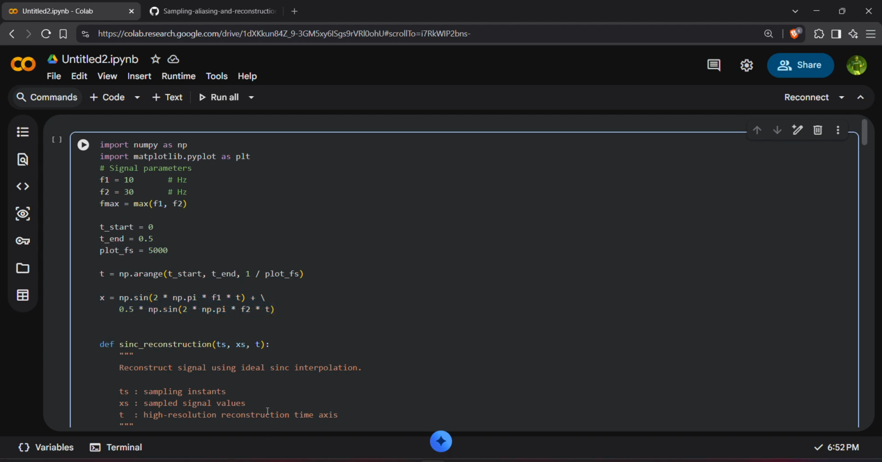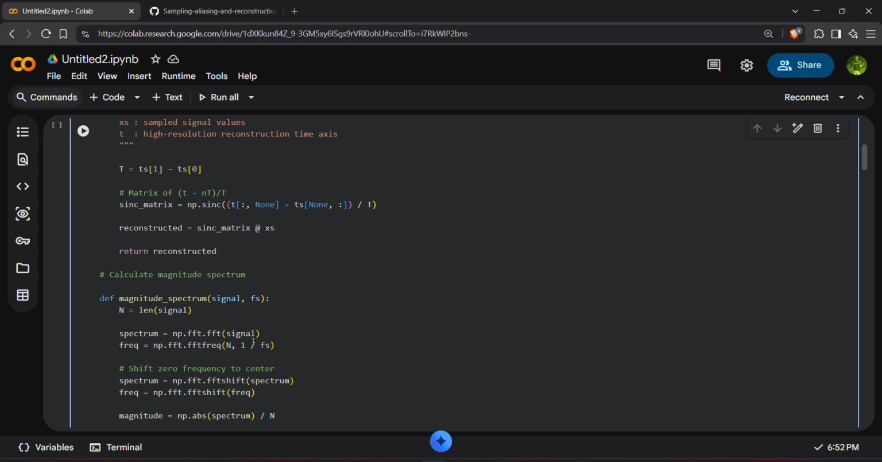I take three sampling frequencies, above the maximum, at the Nyquist, and below, where the first case uses 80 hertz, the second case uses 60 hertz, and the third is 45 hertz. 80 hertz is above the Nyquist, 60 hertz is at the Nyquist, and 45 hertz is below the Nyquist.